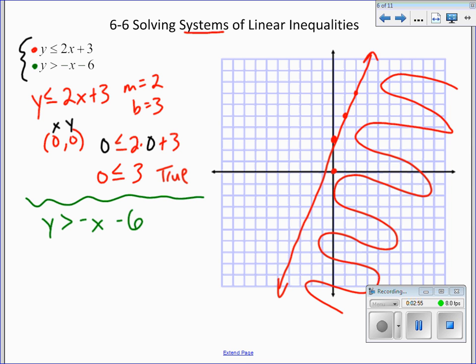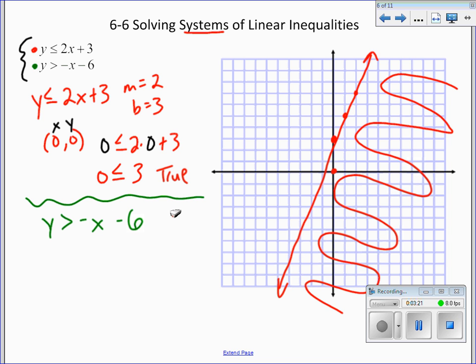Before we do that, I just want to re-emphasize that everything in the shaded region is a solution for this first inequality. Okay? So any point over here, you could pick any random point. If you plug those into this first inequality, it will make that inequality true. Okay? These are all solutions. We're now going to do the same thing in green for the second one.